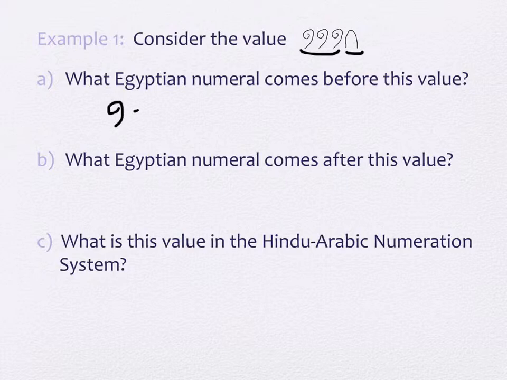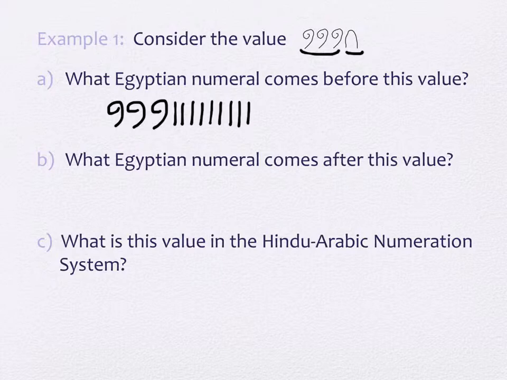So I'm still going to have my 3 scrolls, but instead of a heel bone, I'm going to have, go ahead and say it, Kaylee. The vertical staff, and I'm going to have 9 of them, right? So this would be the number that comes before the first value that I was given in Egyptian numerals.